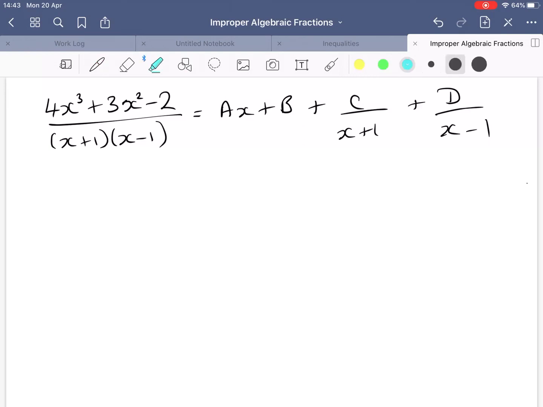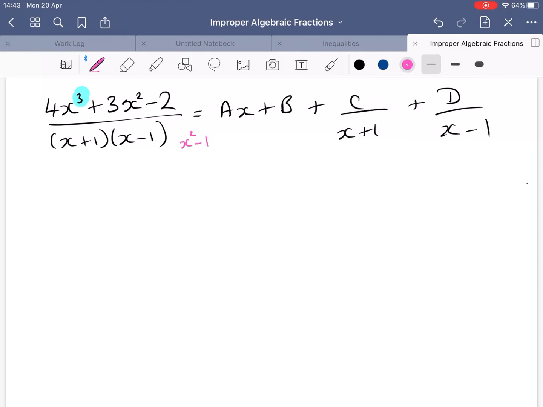In this case, I've got a degree of 3 in the numerator. It's not that obvious what I've got in the denominator, but actually you can see it's going to be an x squared in the denominator, so it's an improper fraction. If I expand my denominator, I've actually got x squared minus 1. So I need to do 4x cubed plus 3x squared minus 2 divided by x squared minus 1.